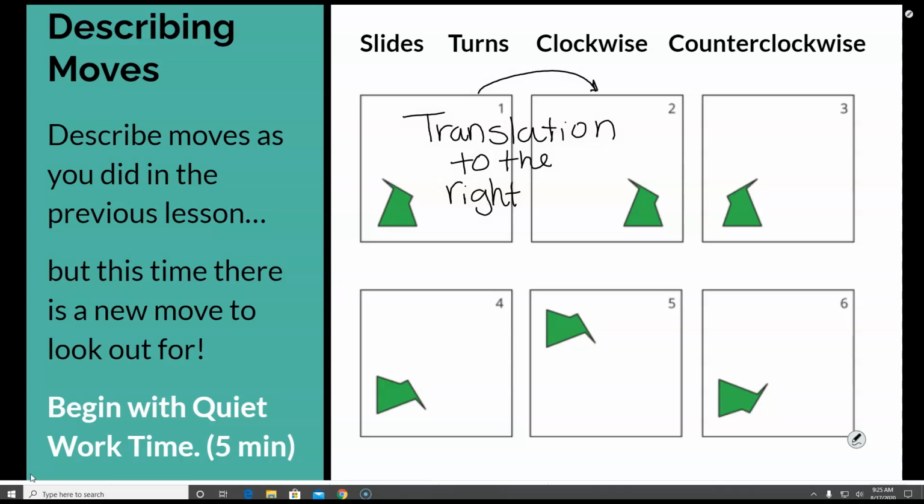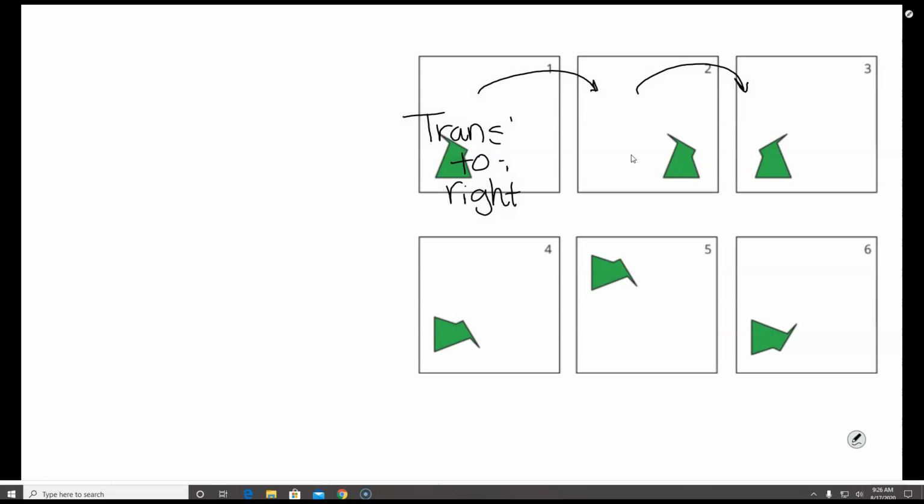Okay, so from 2 to 3, that was a little bit different than what we had yesterday, or in lesson 1, depending on what day you're working on this. So I'm going to erase this just a little bit so we can get a better look at this. If you draw a dotted line down here, and pretend that your polygon is looking in a mirror.